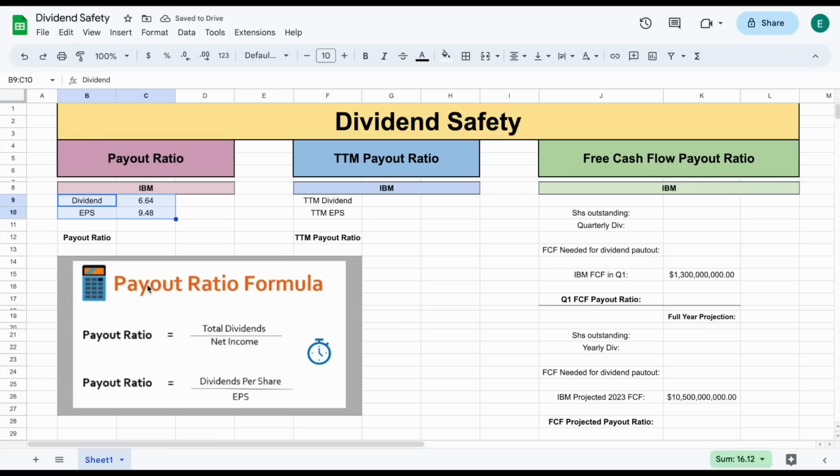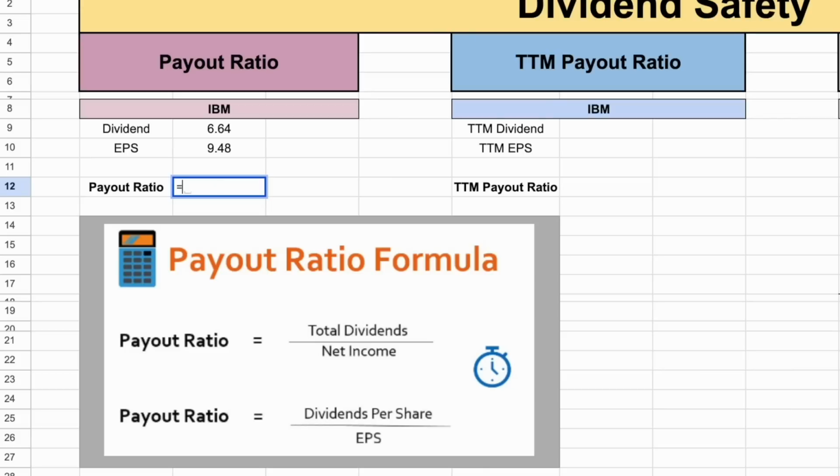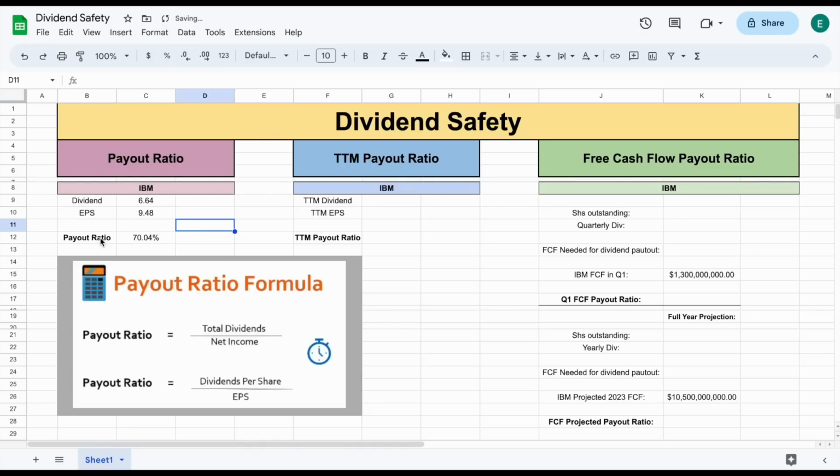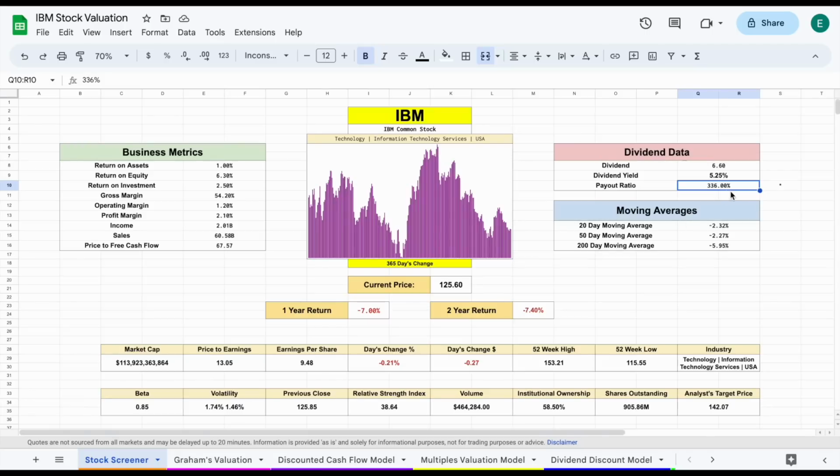And you can see again the formula right here. All we are going to do is come up here and plug in equals, and we're going to take the dividend per share and divide it by our earnings per share. And so when I hit enter, you can see we actually come to a payout ratio of 70.04%. So not nearly as high as the 336% that we saw a little bit earlier.